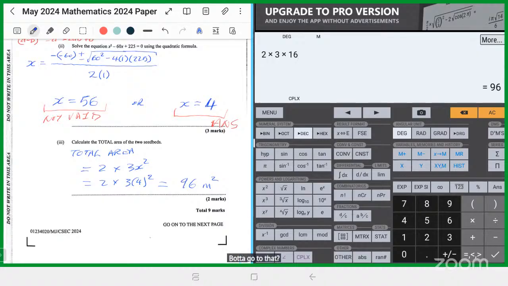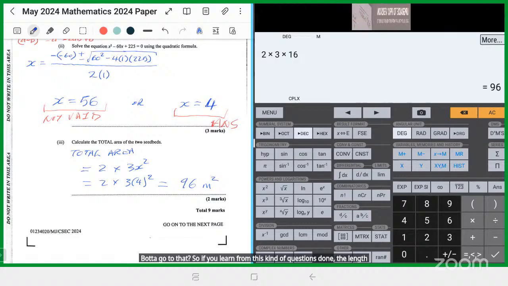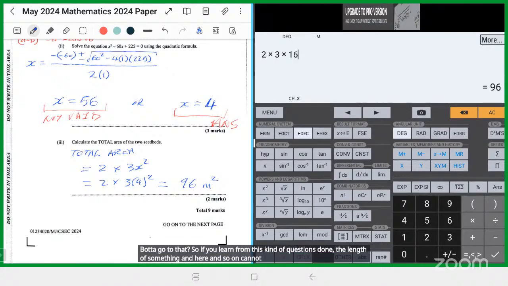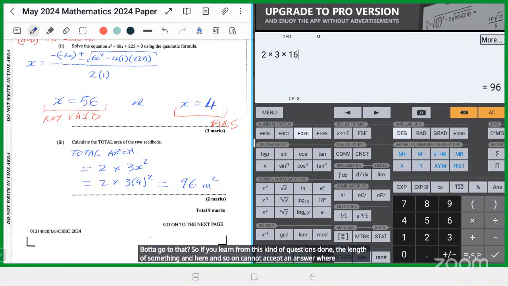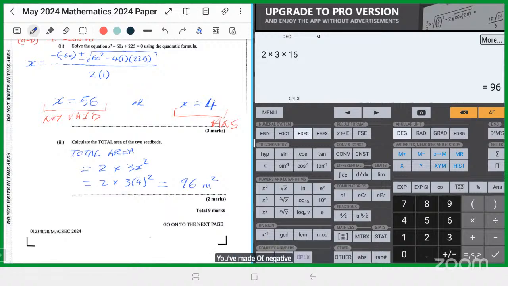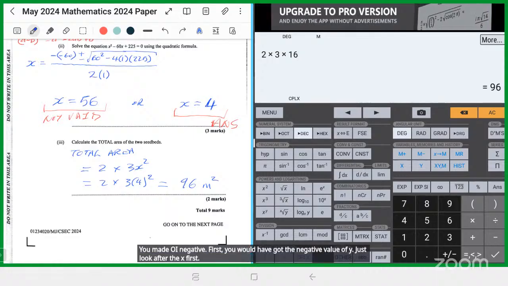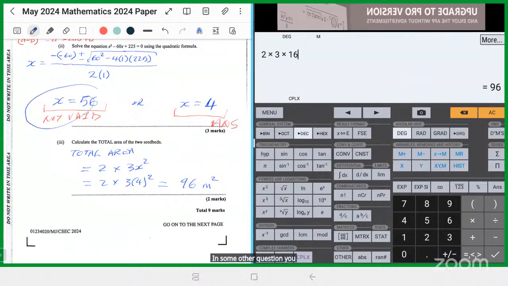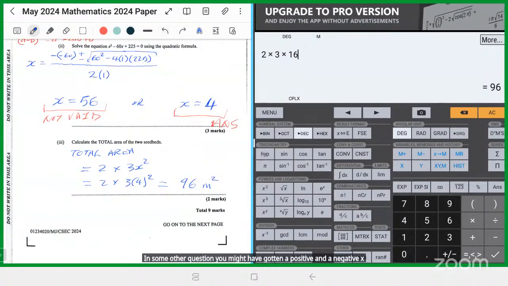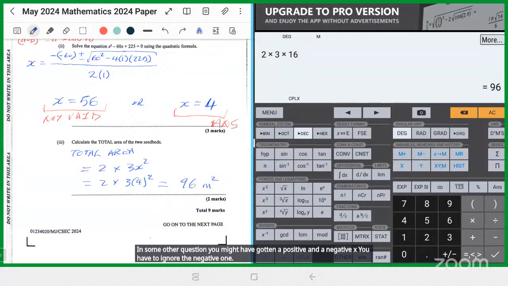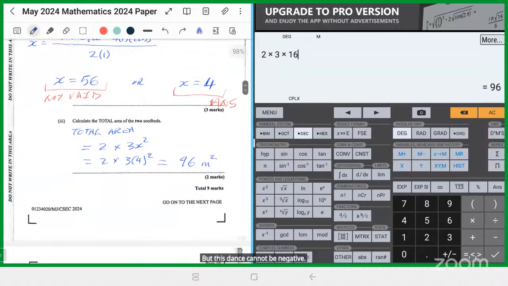So if you learn from this kind of question, when you get a distance question, the length of something, area and so on, you cannot accept an answer where the length of something is negative. So even though you got this positive, you look and see what makes the y negative. Because if you had calculated y first, you would have got the negative value of y. We just calculated x first. In some other question, you might get a positive and a negative x. You have to ignore the negative one, because distance cannot be negative, all right? All right, good. Let's continue.